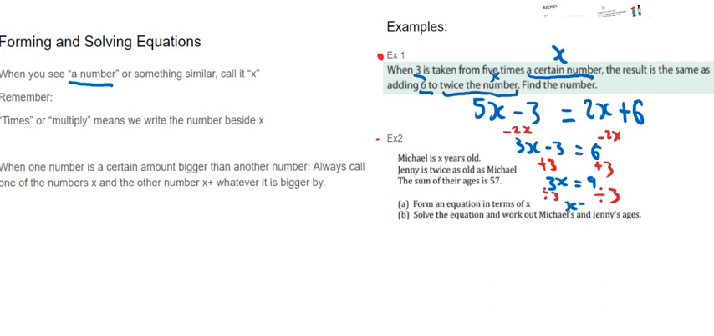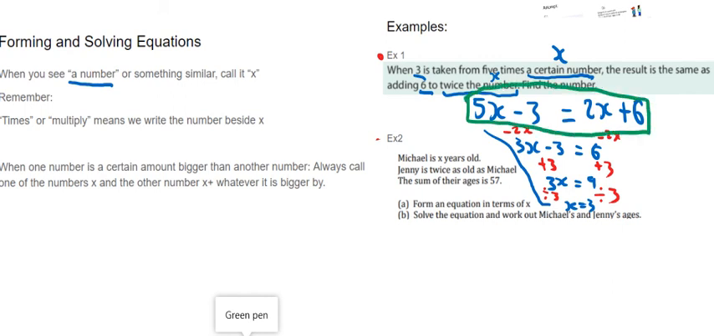So x equals 3 in the end. So x equals 3 is my final answer there then. So the equation that I formed anyway, and that's the new bit that we have to try and get into your head, the equation that I formed was this: 5x minus 3 equals 2x plus 6.